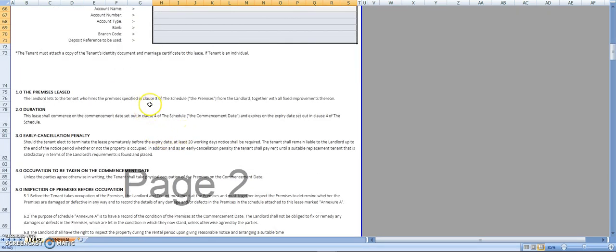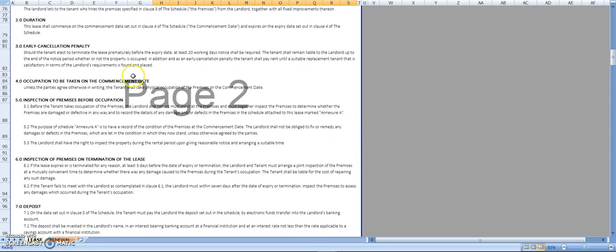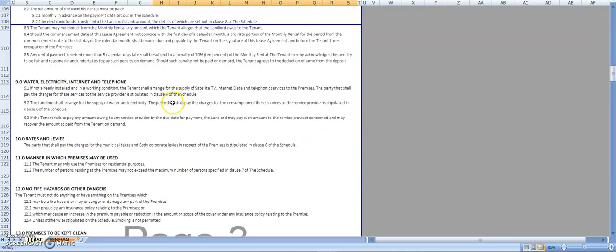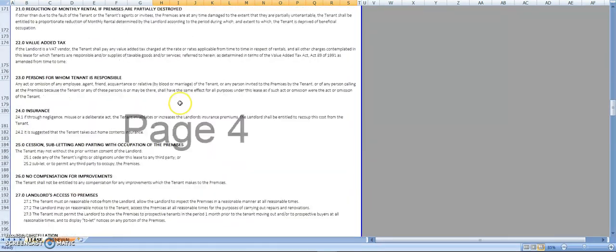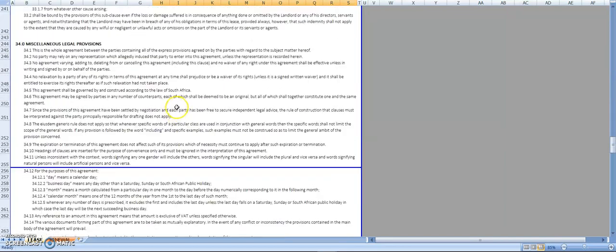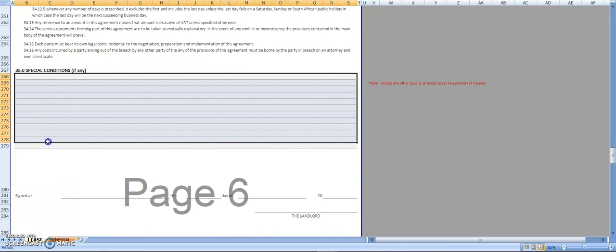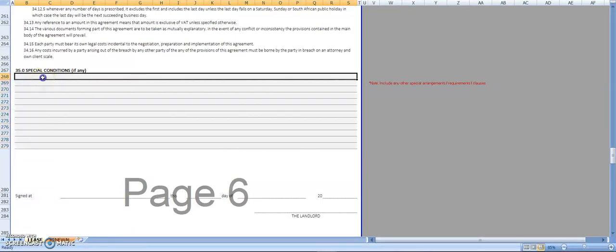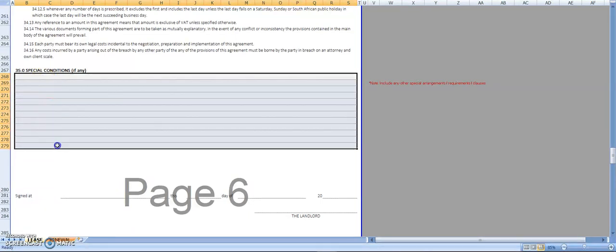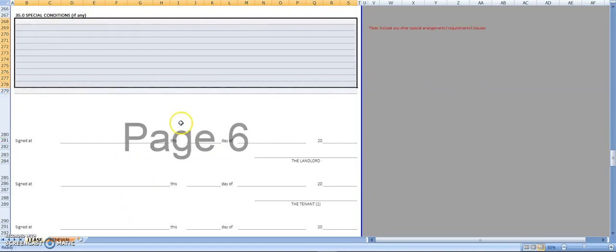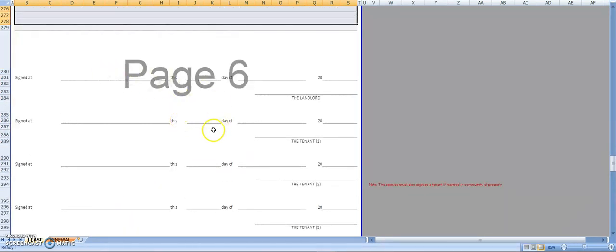The lease agreement is fair to both parties and is compliant with the Rental Act and is also compliant with the Consumer Protection Act. So it's a great lease agreement, and the nice thing is that it can be used over and over and over. At the bottom of the lease agreement terms, you would then put any special conditions which are applicable that you would like included. And here you simply just type in the clause. And you print it out and you sign it.